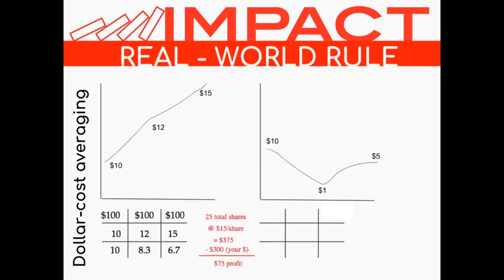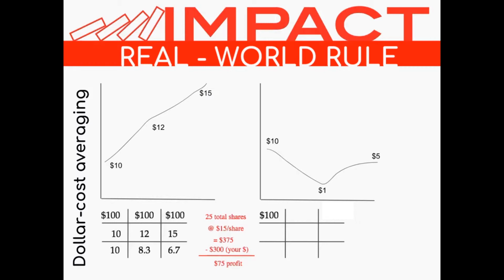So what does this do at the end? We have 25 total shares: 10 plus 8.3 plus 6.7. We sell at that point at $15 a share. We get $375. But after we subtract out our $300 that we invested, $100 over 3 months, we have a $75 profit, which is not bad. If this was a real scenario, that wouldn't be a bad deal.